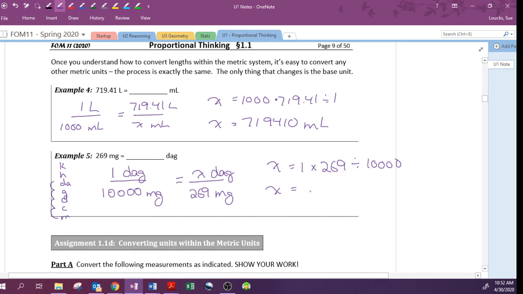So I get the result that x equals 0.0269 milligrams. Oh, oh, I butchered that one. Oh no, that's right. I'm sorry. So x equals 0.0269 decagrams. There's our answer.